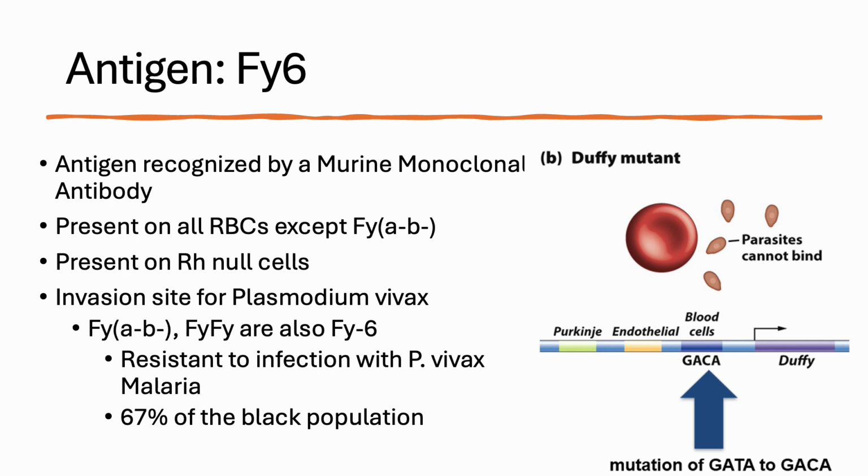So in parts of Africa where P. vivax was prevalent, the individuals with FYA or FYB positive were more likely to die from that infection. Over time, natural selection favored those who were FYA negative, B negative, and therefore lacked FY6. And that's why today, 67% of the people of African descent are homozygous for the silent allele, FY, and therefore they're resistant to P. vivax. And there's a little graphic there showing you that.